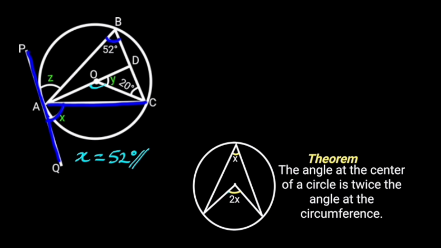Next, let's find angle AOC. Doing so will enable us to find angle Y. Angle AOC is the angle at the center of the circle. From the circle theorem of angle at the center, it states that the angle at the center is twice the angle at the circumference. From this figure, the angle at the center is 2x, since the angle at the circumference is x. Hence, angle AOC is 2 times 52 degrees, which is equal to 104 degrees.